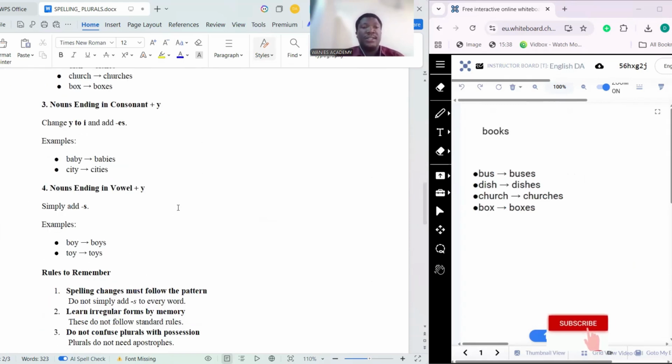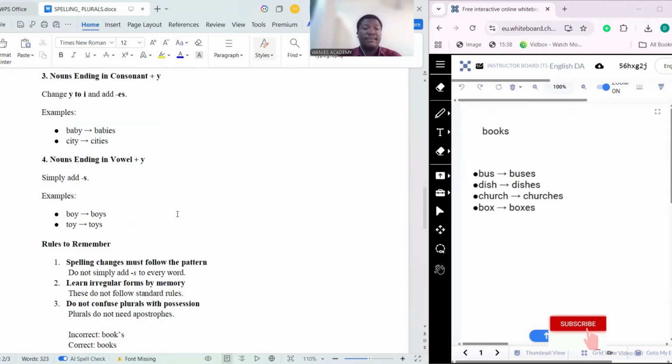For nouns ending in consonant plus Y, change Y to I and add ES. For example, baby becomes babies, city becomes cities. For nouns ending in vowel plus Y, simply add S. For example, boy becomes boys, toy becomes toys.